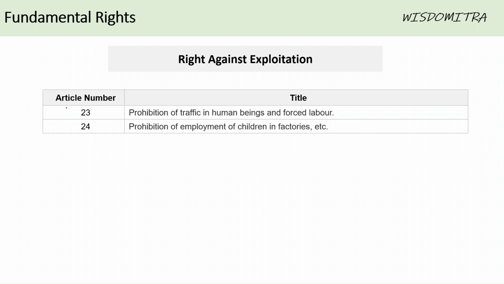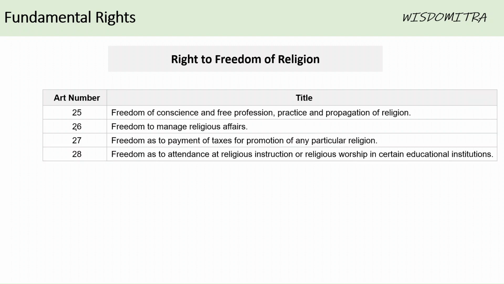Right against exploitation is covered by these 2 articles. Both are important: prohibition of trafficking of human beings and forced labor, and prohibition of employment of children under 14 years of age in factories. So these two are important articles that you should be remembering about.